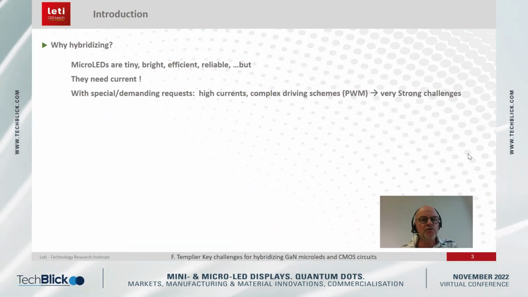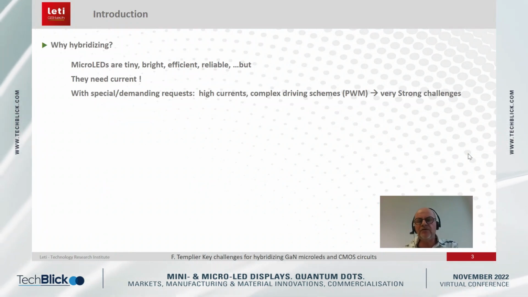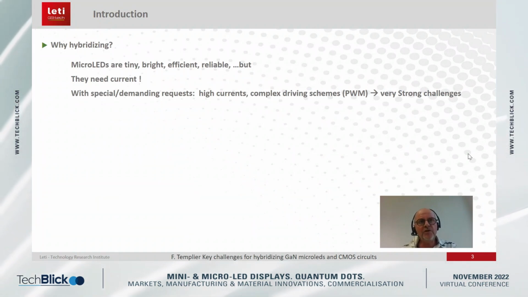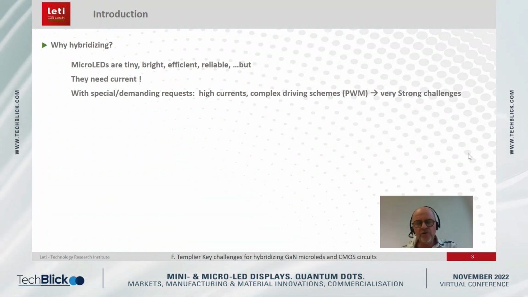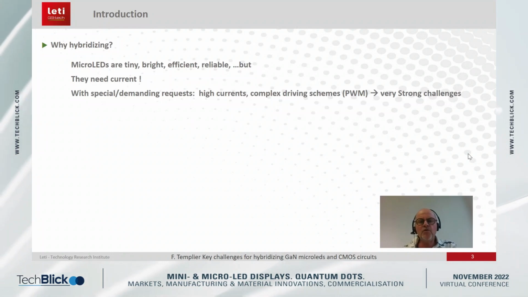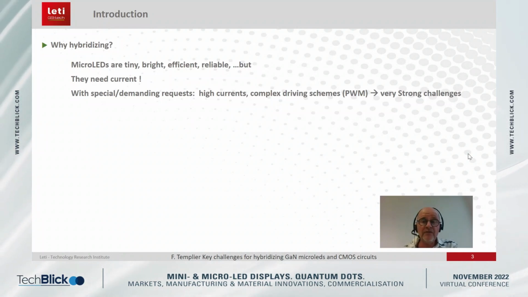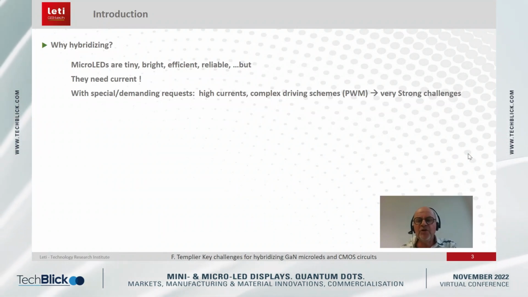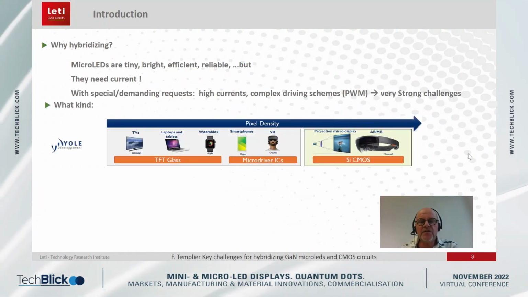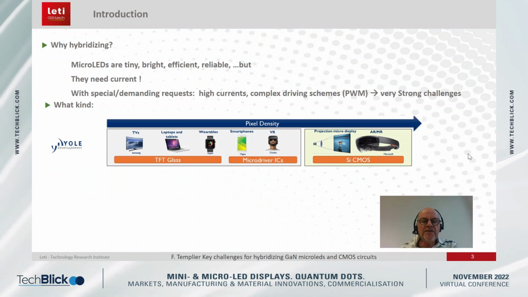In fact, as you know, micro LEDs are very interesting: tiny, bright, efficient, reliable, and so on. However, they need current, and even more, they need special driving and addressing, special, challenging, complex circuits. So in most cases, we don't have the choice, but combining these micro LEDs with CMOS circuits is necessary. In particular, in two cases.